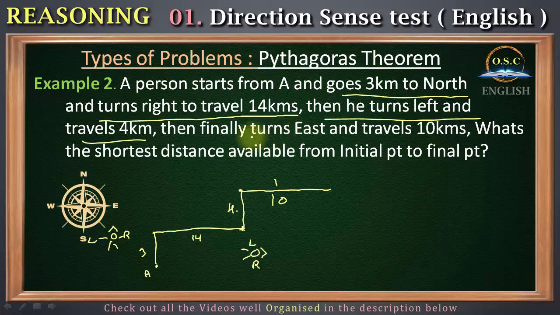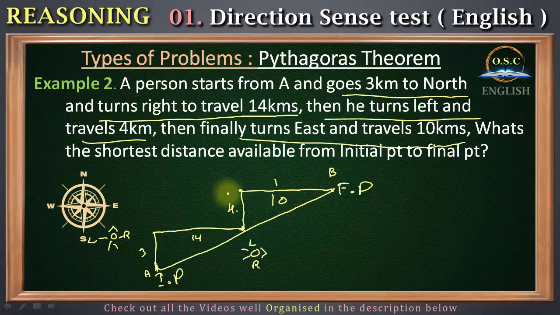Now what they ask is, after this much, what is the shortest distance from initial point to final point? So this is his final point. This is where he had started, that is the initial point, that is A. Consider this final point as B and this as A. What they are asking is the distance from A to B.